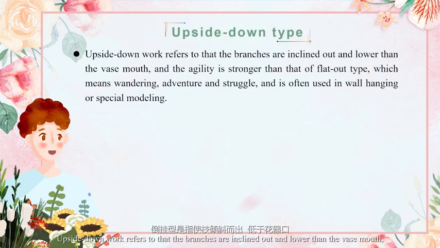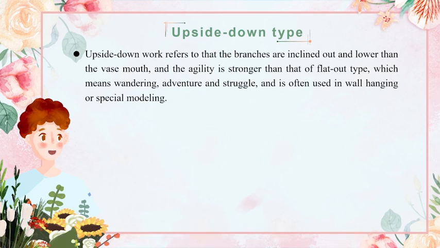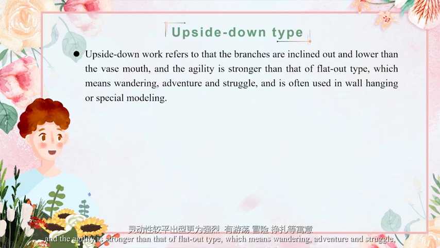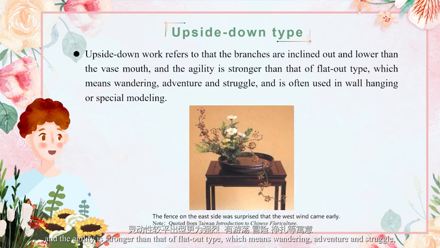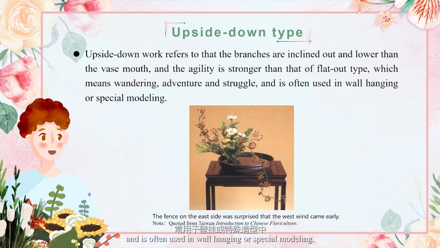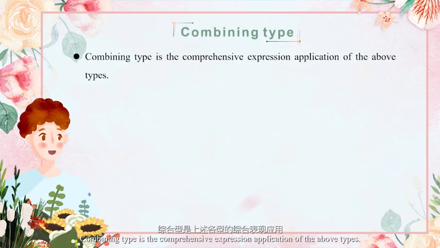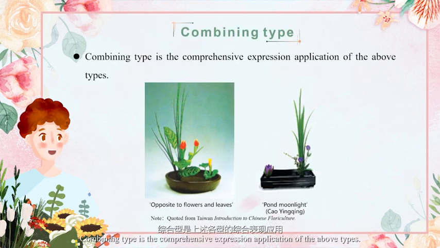Upside down work refers to that the branches are inclined out and lower than the vase mouth, and the agility is stronger than that of flat out type, which means wandering, adventure and struggle, and is often used in wall hanging or special modeling. Combining type is the comprehensive expression application of the above types.